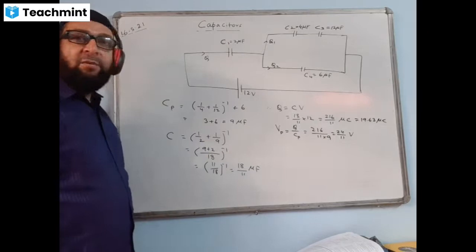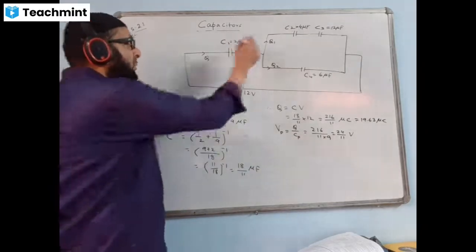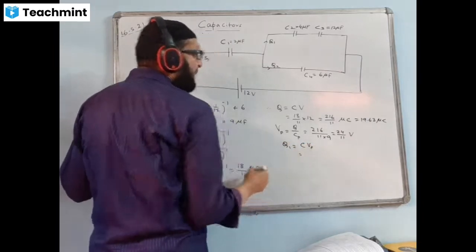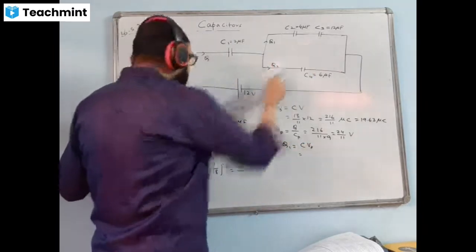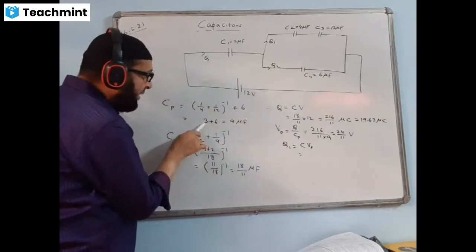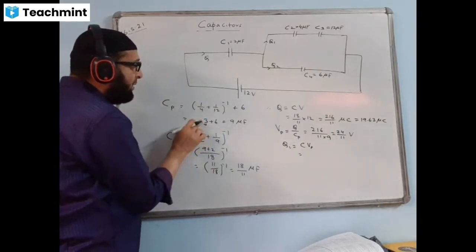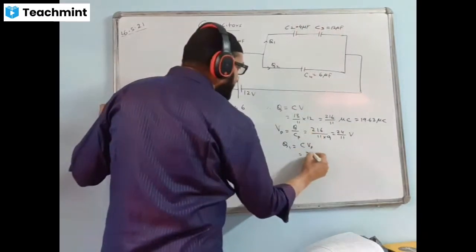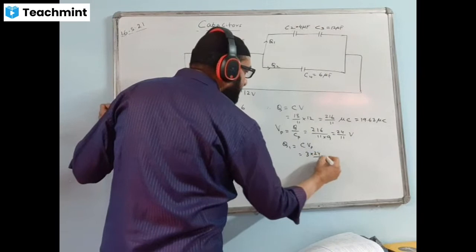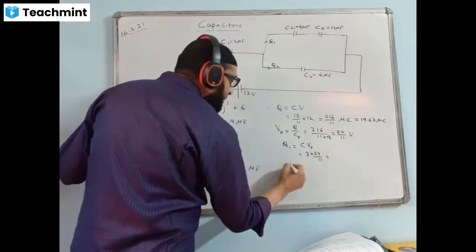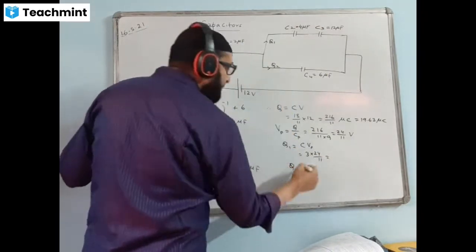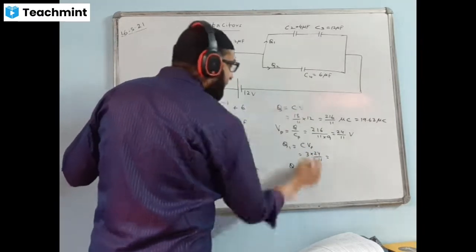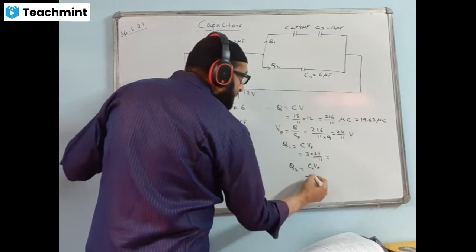Now I'll find Q1. The Q1 value will be C into VP. These two in series, the answer was coming 3 here. You can have a look at it. The answer of this part only is coming 3. Together, you take these two. This is 3 into the VP value, 24 by 11. And the Q2 value will come here. Again C into VP, but C is this one, C4. The C4 value is 6 and the VP value is 24 by 11.